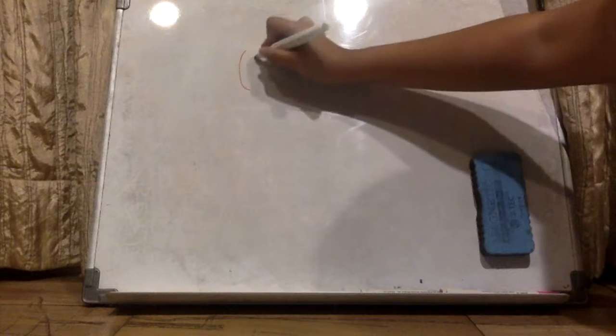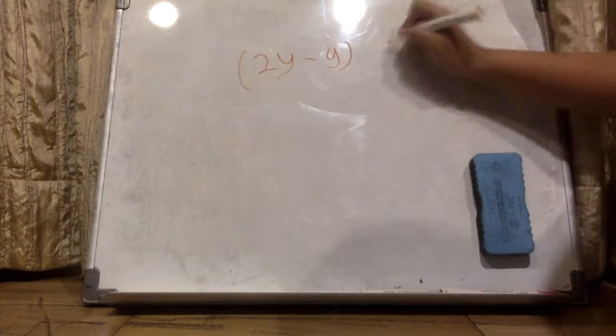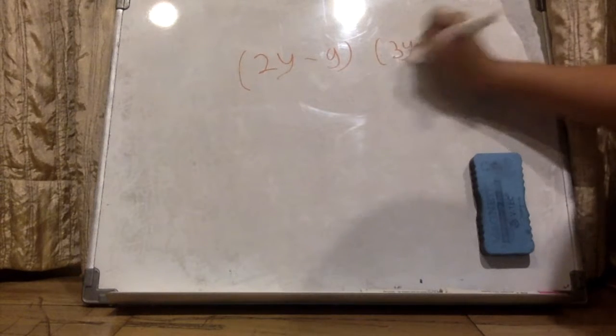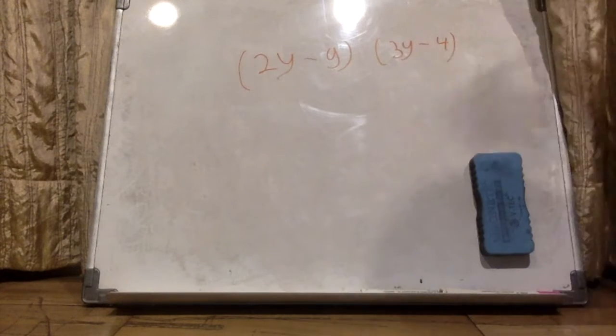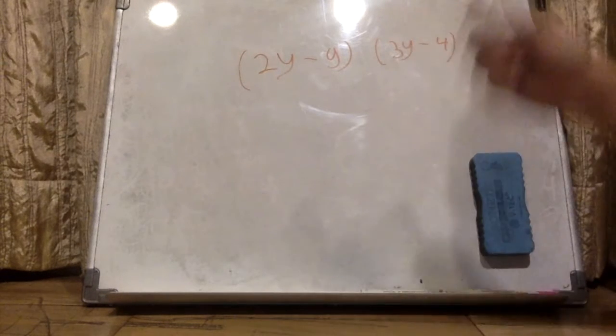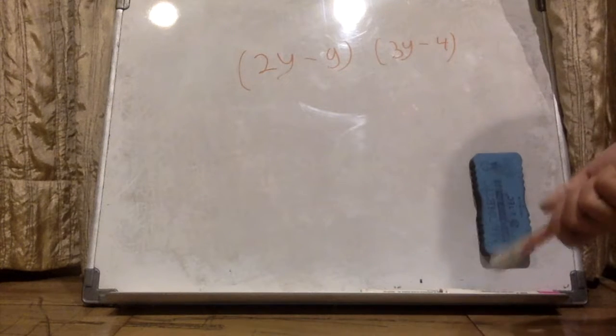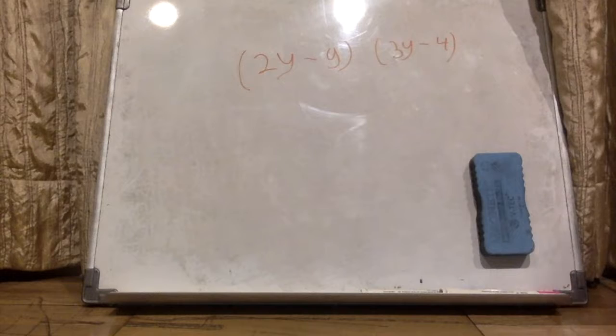So the expression is 2y minus 9 and 3y minus 4. We're going to be using a method called FOIL. F stands for first, O stands for outer, I stands for inner, and L stands for last. And we're going to times all of those together.